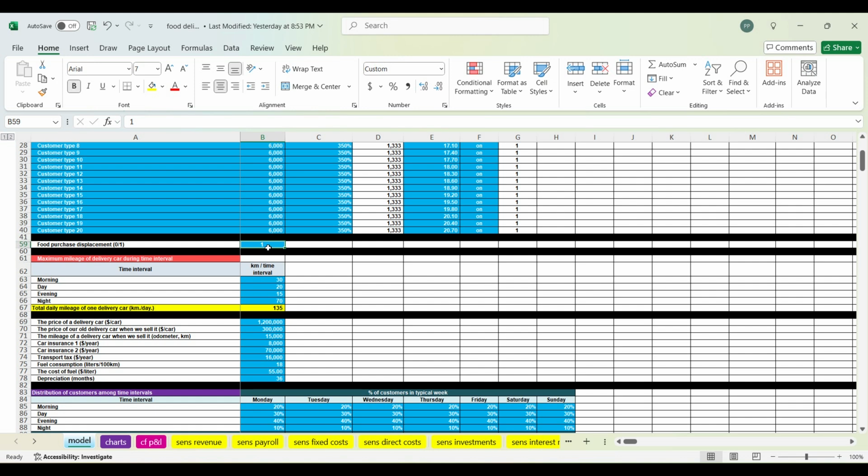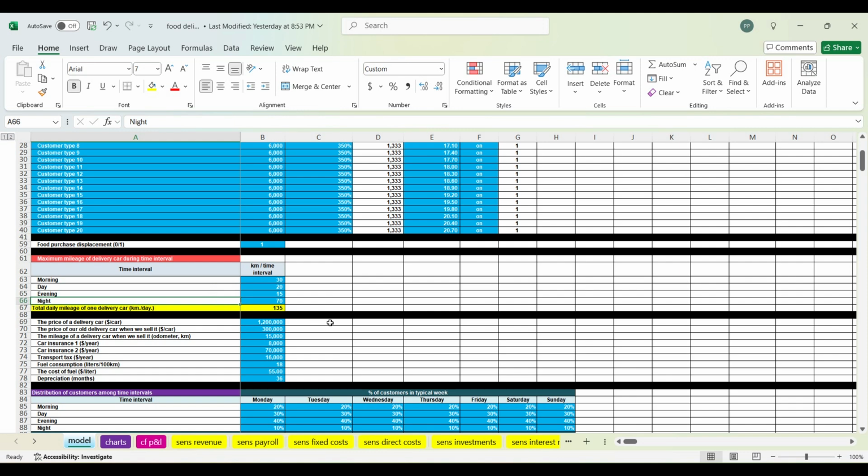Now we need to set up some limitations that will affect the amount of delivery cars that we will be buying. Here we are making the assumption of how many miles one delivery car will be making per each time interval. We have 4 intervals: morning, day, evening and night.